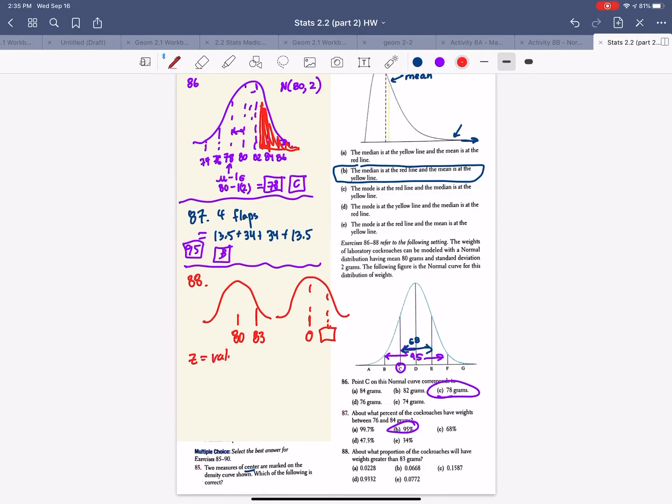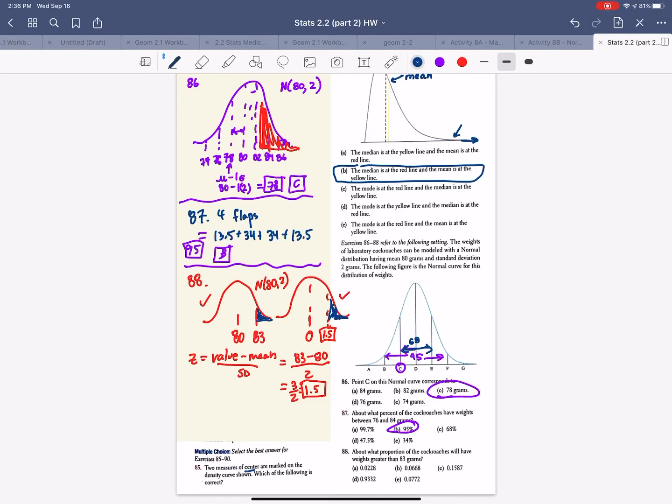Z-score is whatever my actual value minus my mean over the standard deviation. So my value here is 83, take away my mean, and we said our standard deviation is 2. So I get 3 over 2, or 1.5. Okay, so I have my picture, unstandardized, picture, standardized, and I have my z-score. Now I just have to find out the proportion that would weigh greater than 83. So I got to shade this. I need to know the area under the curve to the right. So it would be the same in either graph.